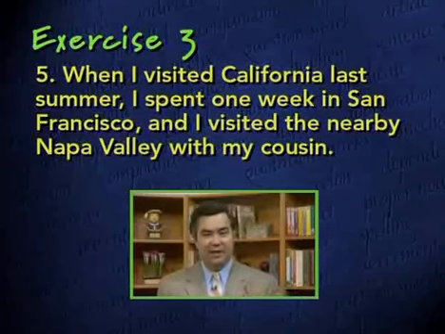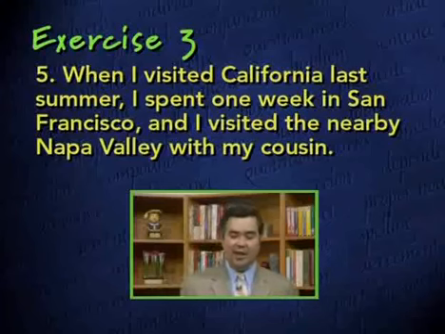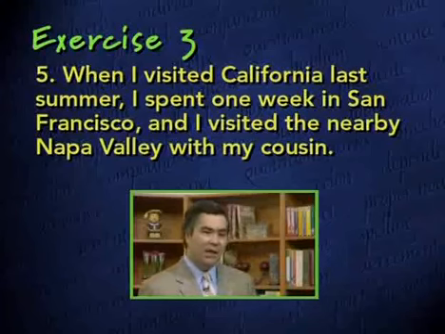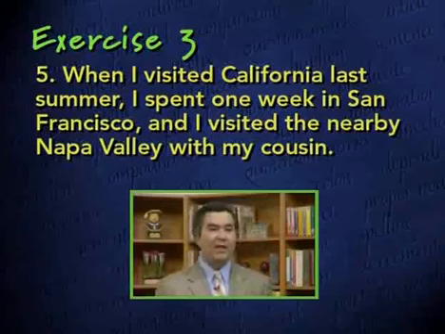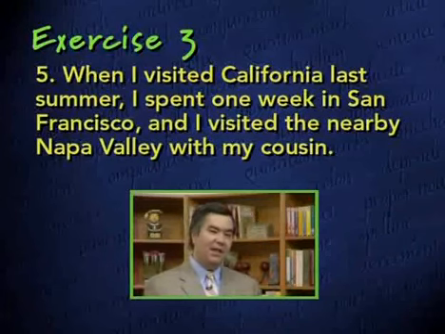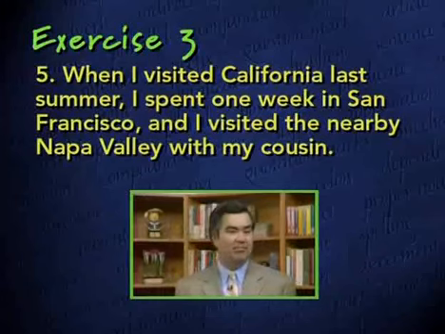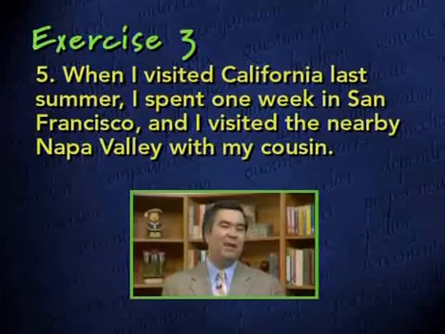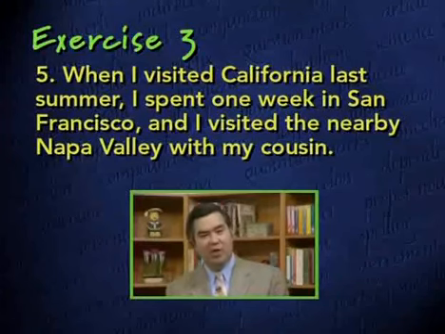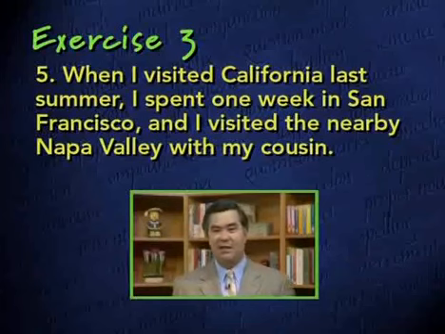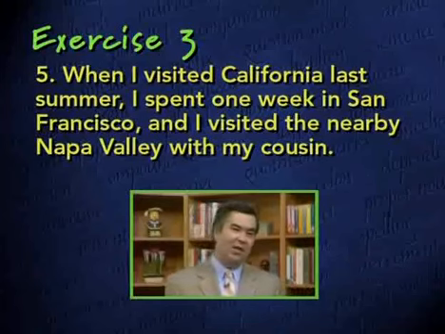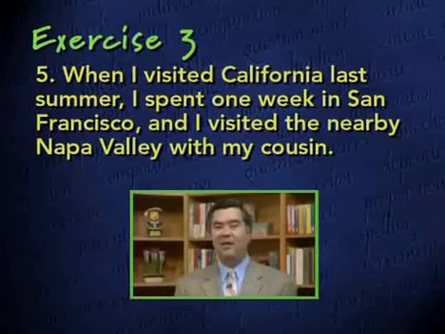It is a subordinate clause and can't stand alone as a sentence. The next clause reads, "I spent 1 week in San Francisco." This is an independent clause. It could stand alone as a sentence. The last clause reads, "I visited the nearby Napa Valley with my cousin." Again, it's another independent clause, and it could also stand alone as a sentence. So in this case, we have a subordinate clause followed by 2 independent clauses.